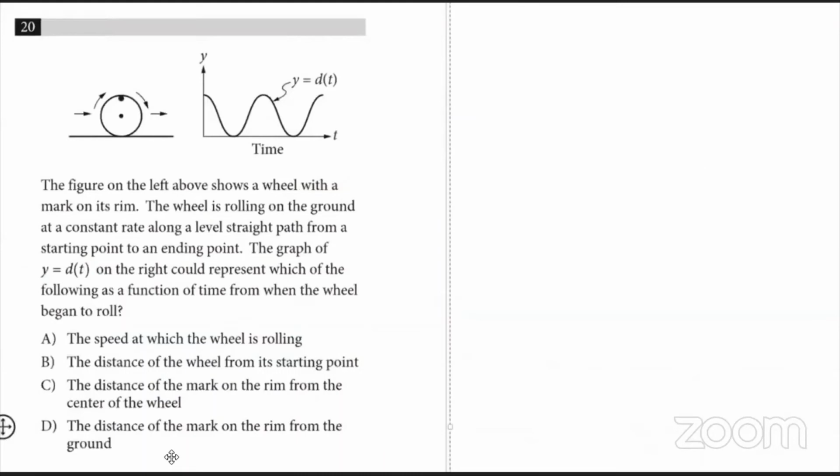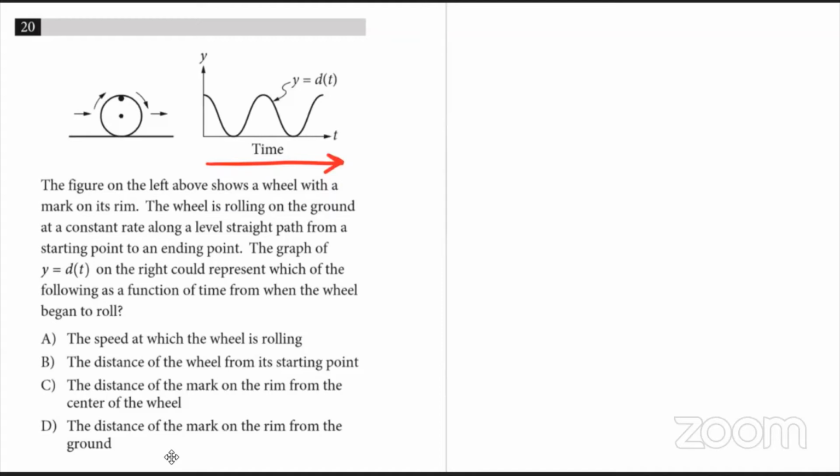Okay, number 20 says the graph of y equals d of t could represent which of the following as a function of time from when the wheel began to roll. So time is moving on no matter what, but the y-axis of this graph is just simply going up and down and up and down, right? So the question is asking us which aspect of the movement of this wheel, just imagine as it's moving, it's kind of rotating as it's moving forward. Which part of that is going to be going straight up and down?